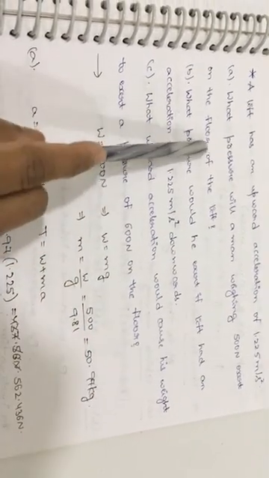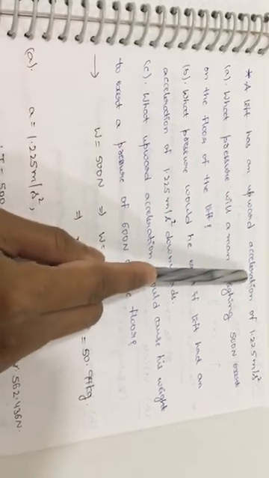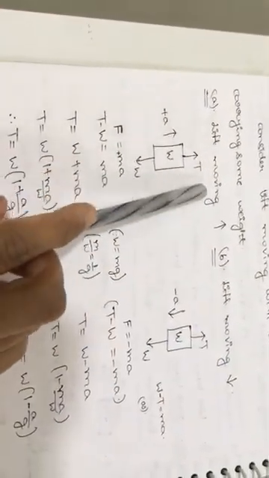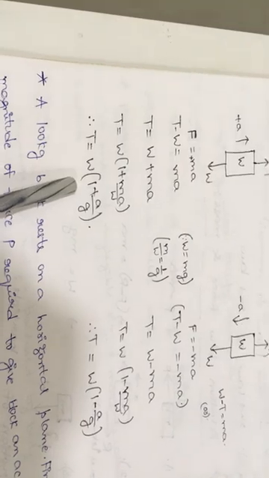What pressure will a man weighing 500 Newton exert on the floor of a lift? As the lift is moving in the upward direction, we have to use the first condition in the formulas only. So what is the first condition? When the lift is moving in the upward direction, this is the T formula.